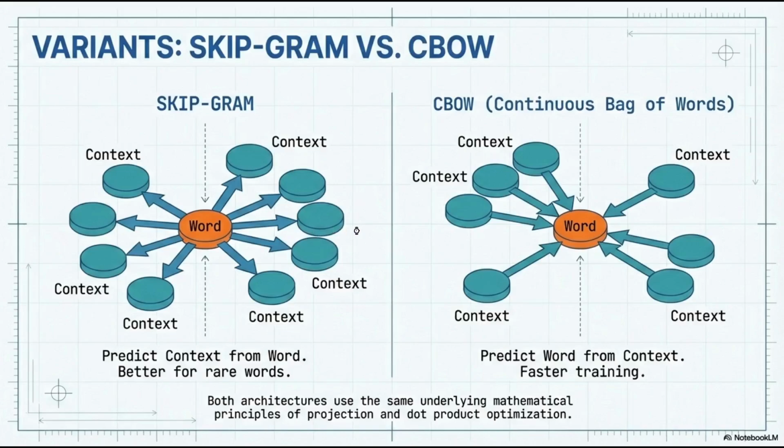So briefly, there are two ways to structure this training. I just described the skipgram, where we use the center word great to predict the context film. This works very well for rare words. The alternative is the continuous bag of words. Here we take the average of all context words, like the film was, and try to predict the center word great. It's faster, but skipgram is often more precise.